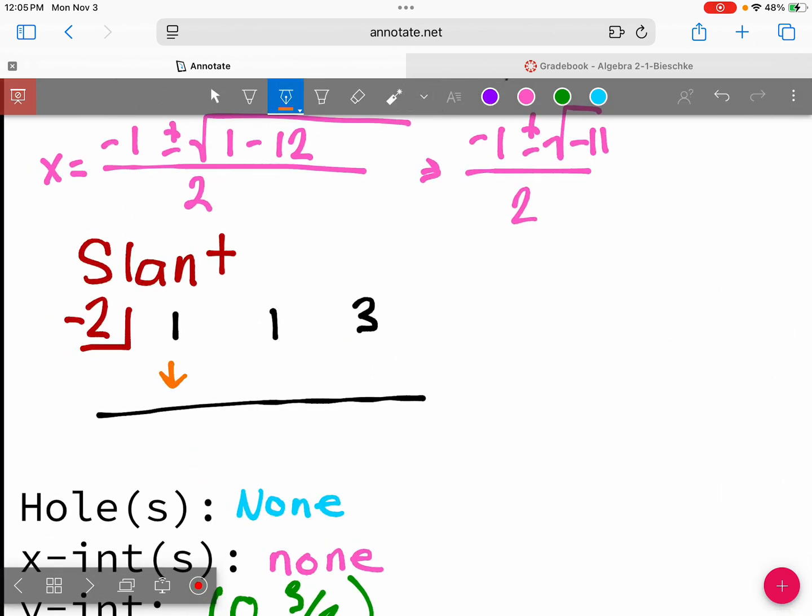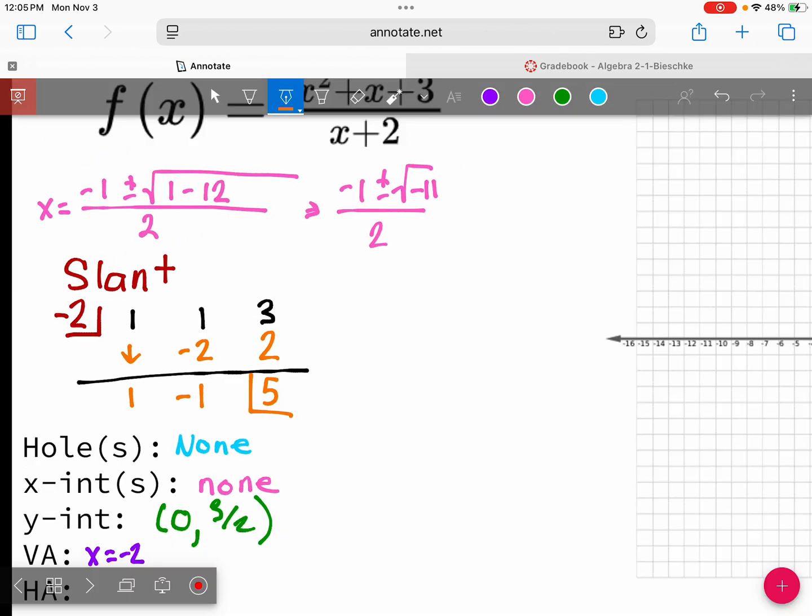So we're going to drop our 1. 1 times negative 2 is negative 2. We're going to add here. We get a negative 1. We can finish it out just because it feels weird to leave it half finished. Negative 1 times negative 2 is positive 2, and we get a remainder of 5. It's irrelevant, the 5 doesn't really do anything for us. It just feels weird to leave our synthetic division halfway done.